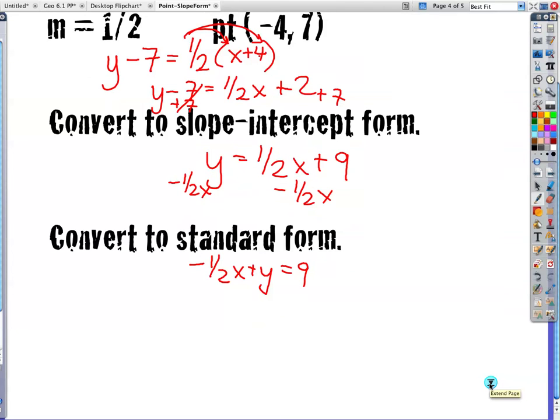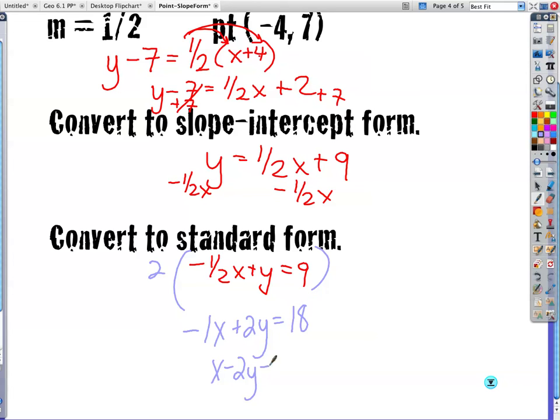In order to get this into standard form, you cannot have any fractions. Take it times the common denominator, in this case the denominator of 2. So now I have, well, 2 times negative 1/2 is negative 1x, and then plus 2y equals 18, but it's still not completely in standard form until I switch my signs.